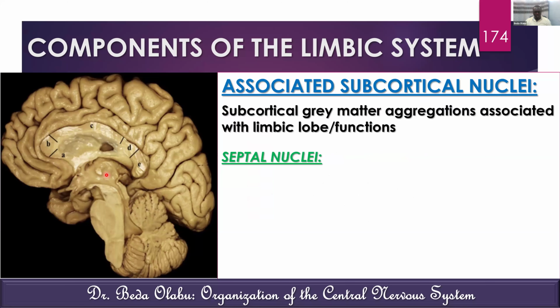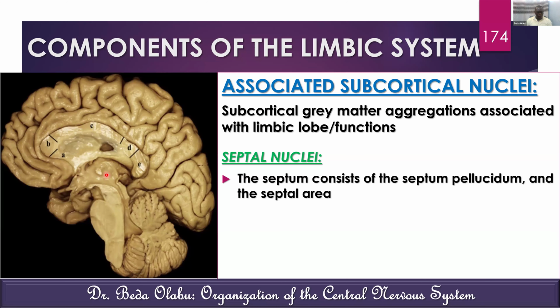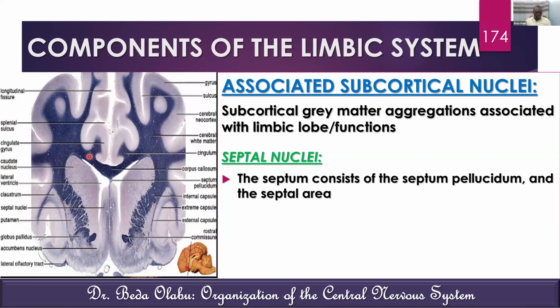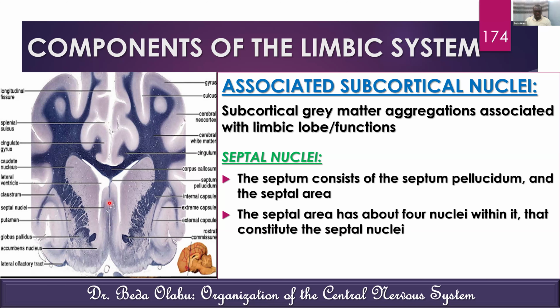The next nuclear group are the septal nuclei. The septal nuclei are on the septum. The septum consists of the upper part, what we call the septum pellucidum, and the lower part, what we call the septal area. So this is the septum pellucidum, and this is the septal area. In coronal section, if this is the corpus callosum, this is the septum pellucidum, and the lower part is the septal area. The septal area has about four nuclei within it that constitute what we call the septal nuclei. So we have nuclei within this area. We call them septal nuclei.